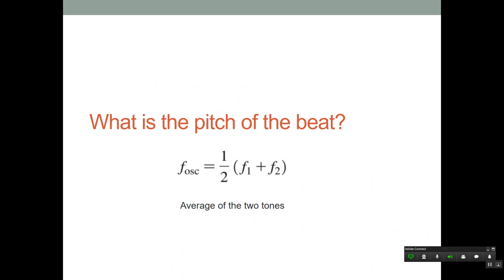You also might need to know what the pitch of your resultant wave is, and you can determine that with this equation. I'm not going to end up proving it, but it's essentially the average of the two frequencies. So if Max is playing 400 and I was playing 404, then the resultant pitch of the resulting sound is going to be the average of 400 and 404: 402, the midway point between the two.